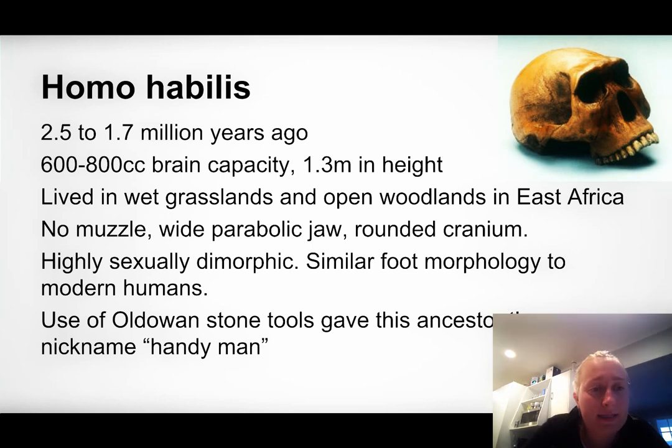Homo habilis, so the brain capacity, again, quite a big jump, 600 to 800 cc's. But still, we're only looking at heights of about 1.3 meters. Lived in wet grasslands and open woodlands of East Africa. The muzzle has gone now. So the muzzle I talked about a few minutes ago in the last species has disappeared. They've got a wide parabolic jaw, and this rounded cranium, so it's a lot rounder than the other species before Homo habilis. Again, still lots of sexual dimorphism. The males were bigger than the females, and that's why you get that quite big difference in brain capacity.